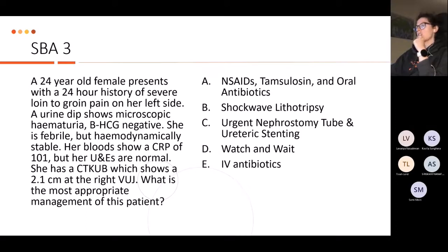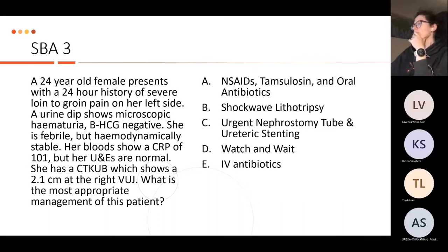Again, if you're not sure, just give it your best guess. We'll talk through everything afterwards. If you haven't had a go, just give it your best guess.